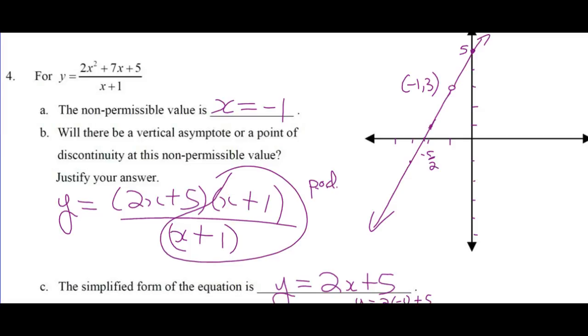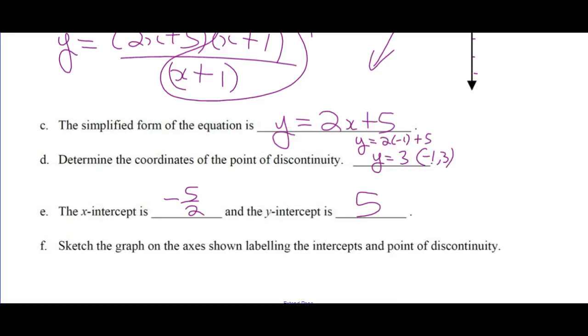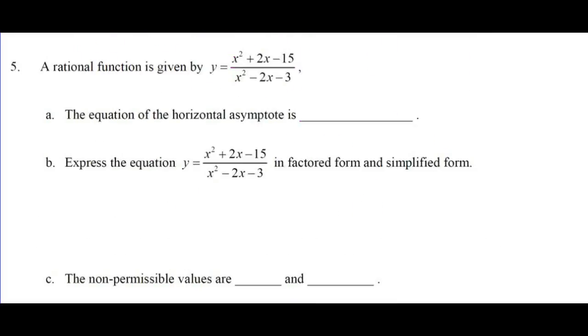So this graph here is the same as the graph of 2x plus 5, right? If I just gave you the graph on paper, it would be indistinguishable if I don't show you this. If I show you this, then you start to say, hey, I know then on the bottom there's a factor of x plus 1, right? Because that gives me a discontinuity at that point.